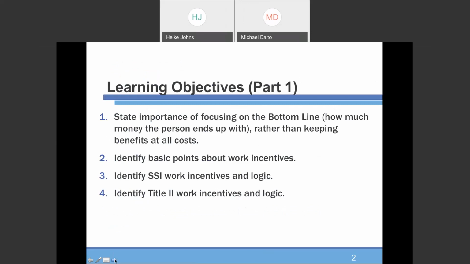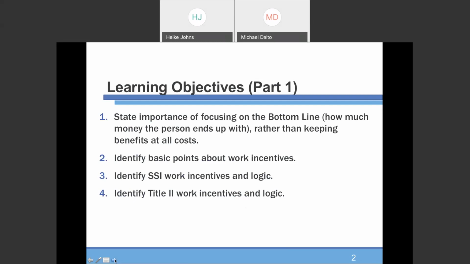There are several learning objectives for this webinar. First, to be able to understand the importance of focusing on the bottom line, on helping people focus on how much money they're going to end up with rather than just on keeping all benefits at all costs. In other words, you want to make sure people focus on how they can financially benefit from work, even if certain benefits are reduced or even stop.